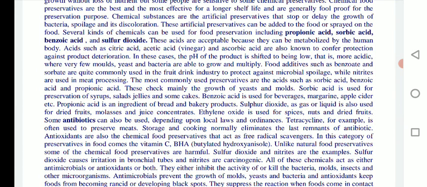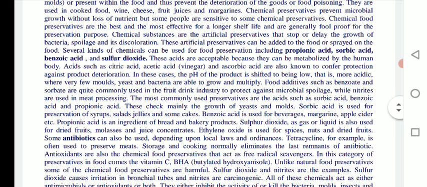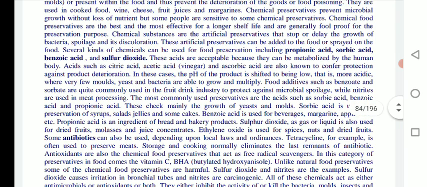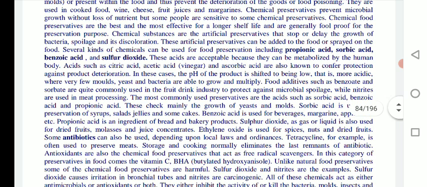These acids are acceptable because they can be metabolized by the human body, and acids such as citric acid, acetic acid, popularly known as vinegar, and ascorbic acid are also known to confer protection against product deterioration. As these preservatives are acidic in nature, adding them lowers the pH of the food environment, and most microbes cannot grow at such low pH. In this way, these preservatives act to preserve foods.